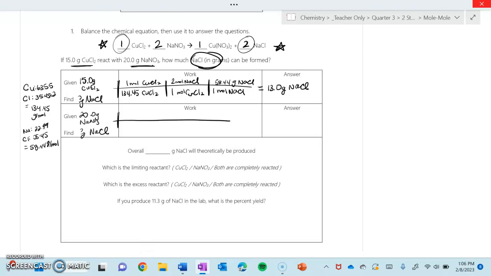Because this is also in grams, let's go ahead and do its molar mass. We will need that. Remember, grams tell us we're going to need molar mass. So again, grab your periodic table and calculator and start adding these up. I got 85 right on the dot.